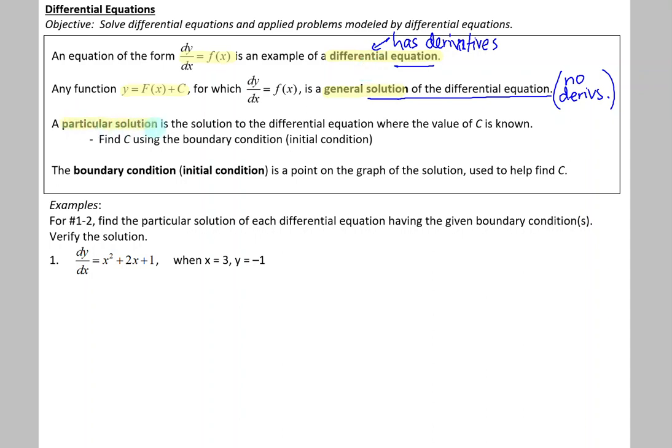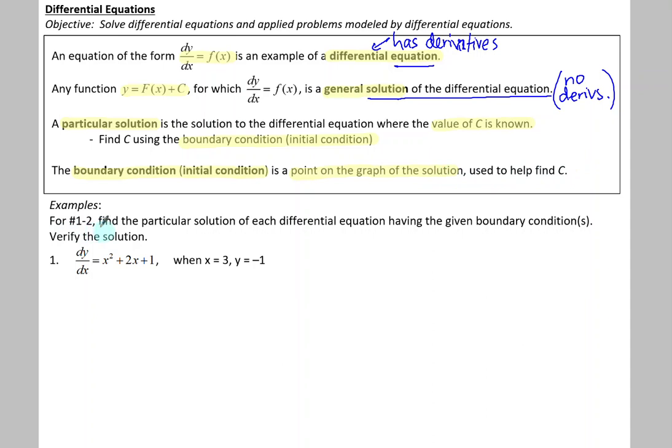A particular solution is the solution to the differential equation where the value of c is known. So a general solution has the plus c. The particular solution is when we found the c and now it is an actual value, not an arbitrary constant. We will find c using the boundary condition or initial condition. It could be called either of these. The boundary condition or initial condition is a point on the graph of the solution used to help find c. Let's look at some examples.